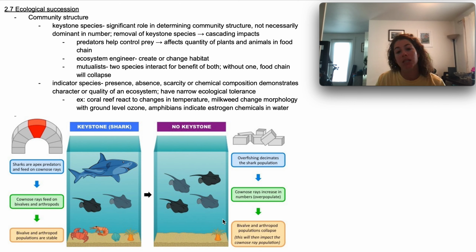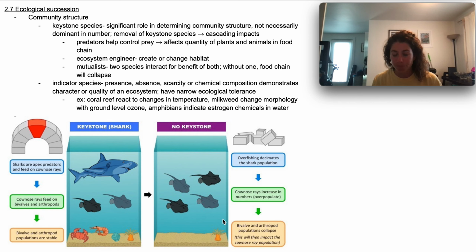And then indicator species are species that indicate the character or quality of an ecosystem. Generally, they have a very narrow ecological tolerance. So coral reefs right now are proving to be a wonderful indicator species, showing that our oceans are changing in the turbidity and in the temperature, because those changes in temperature and turbidity end up leading to coral bleaching. So if you see areas where corals have been bleached, you know that the water is warmer and there's higher turbidity. Whereas if you see healthy coral reef, you know that the oceans are not changing that way.